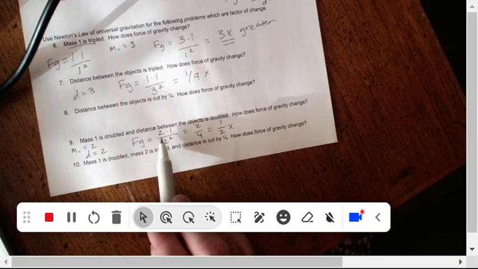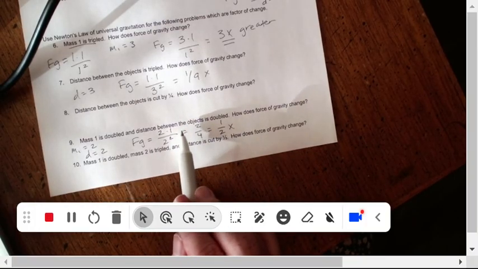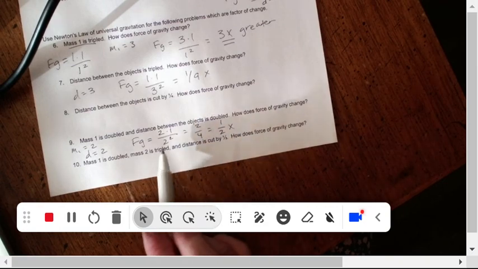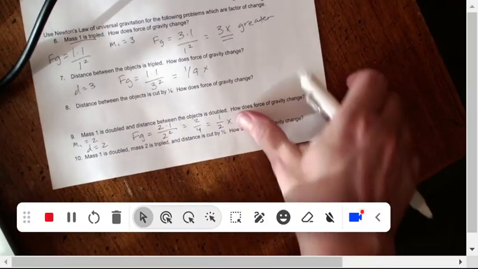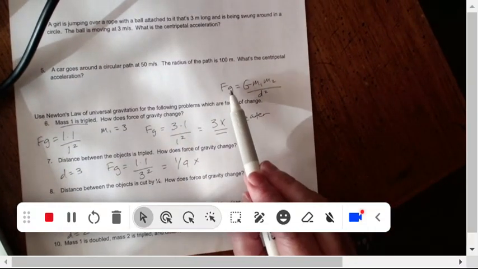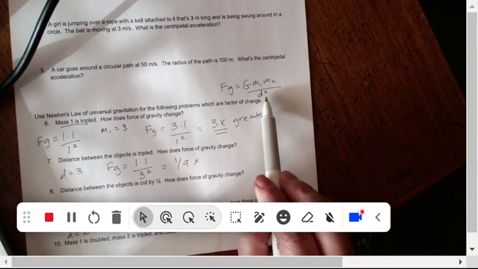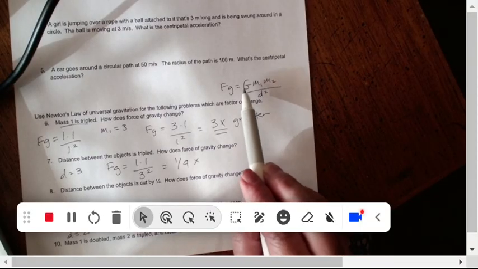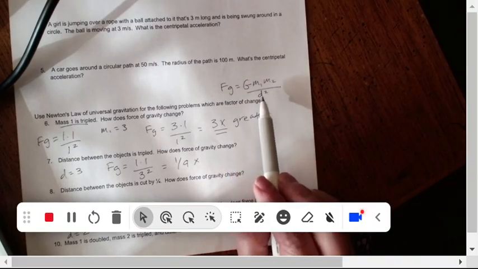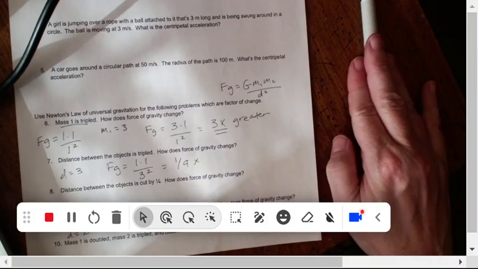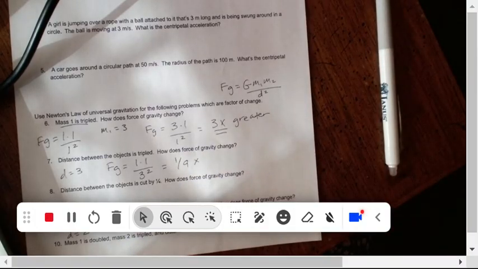Even though one of my masses doubled, the distance between them doubling is enough to drop that force of gravity, because that's a squared on the bottom. Remember, we talked about how we have a direct relationship between force of gravity and mass, but we have an inverse square relationship with distance and force of gravity. And so that makes a big difference. Okay, so I'll let you do the others on that page using the examples I gave.